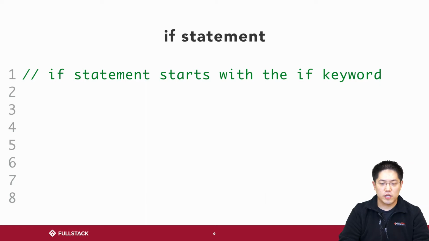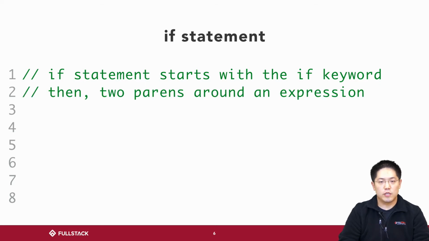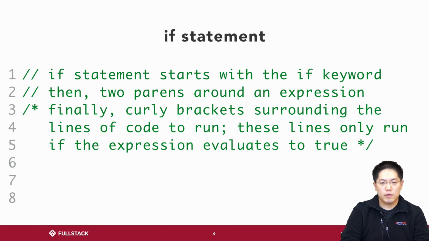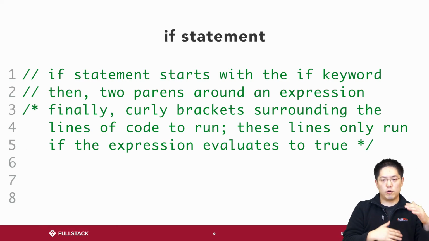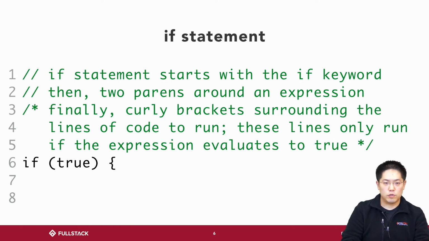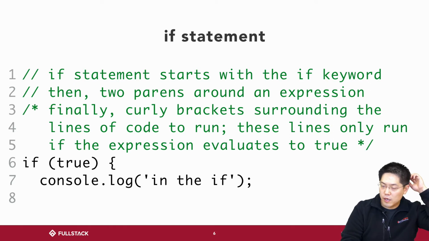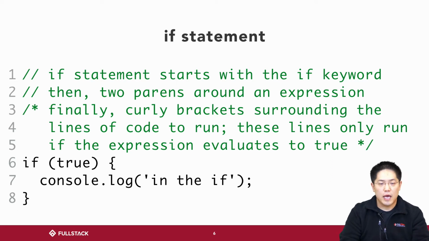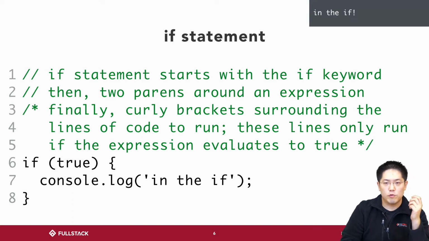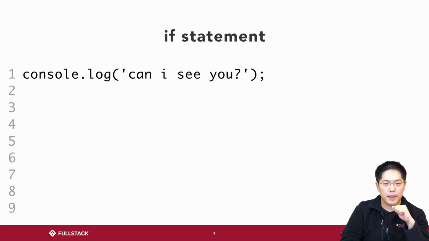So if is pretty simple. It starts with the if keyword, then two parens around an expression. Then there's curly brackets surrounding the lines of code to run if the expression inside the if evaluates to true. So here, if true, console log, I'm in the if, and then close bracket. So if what's in those two parens is true, then we'll do the console log. So here, we should expect to get in the if.